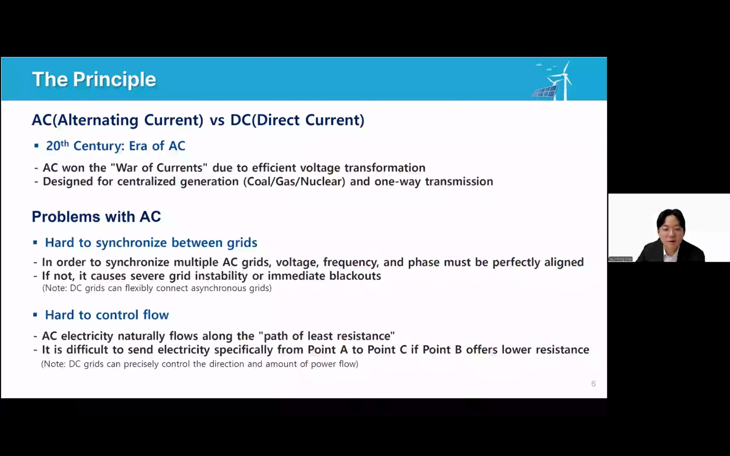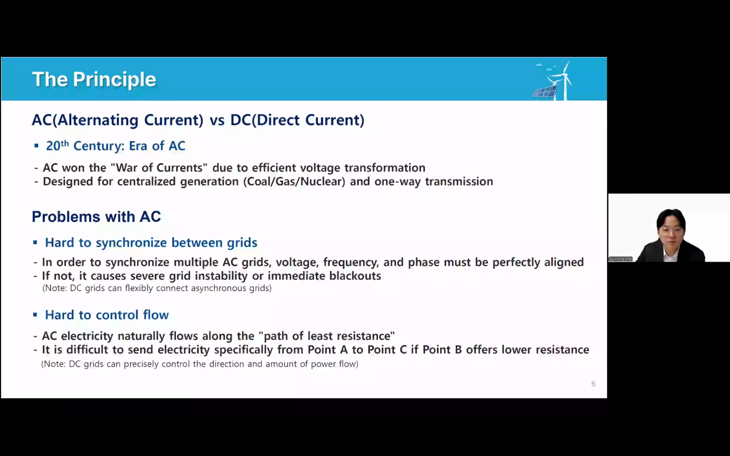Next, we will discuss the current, mainly AC versus DC. The 20th century was the era of AC, the alternating current. This was primarily because it was easy to transform voltage and cost efficient for centralized generation and one-way transmission. However, there are problems with AC.